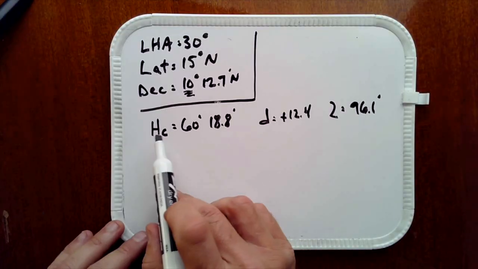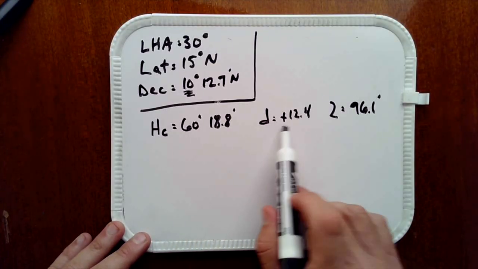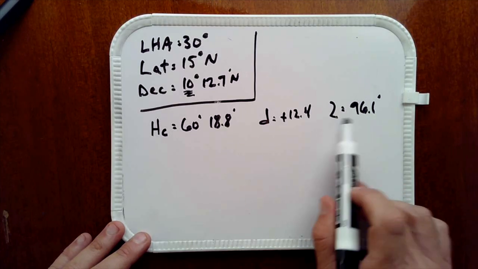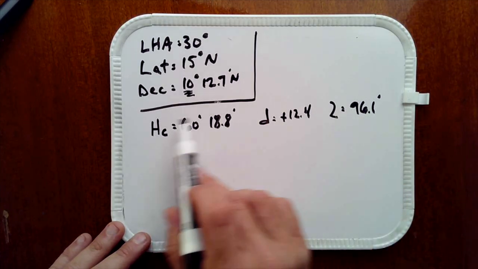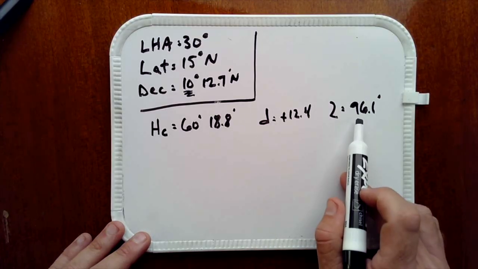So having pulled data from HO 229, we have a computed height, a D number, altitude difference, and a Z number, an azimuth angle of 96.1. We need to then work on these to refine them to our final answers. So let's start with azimuth.